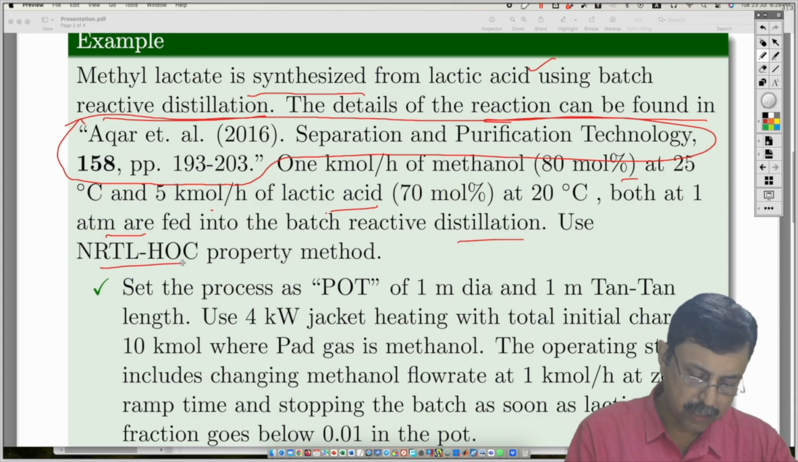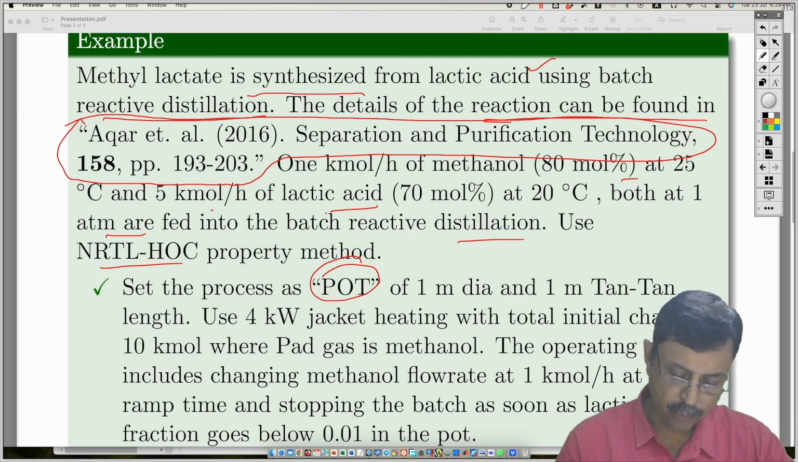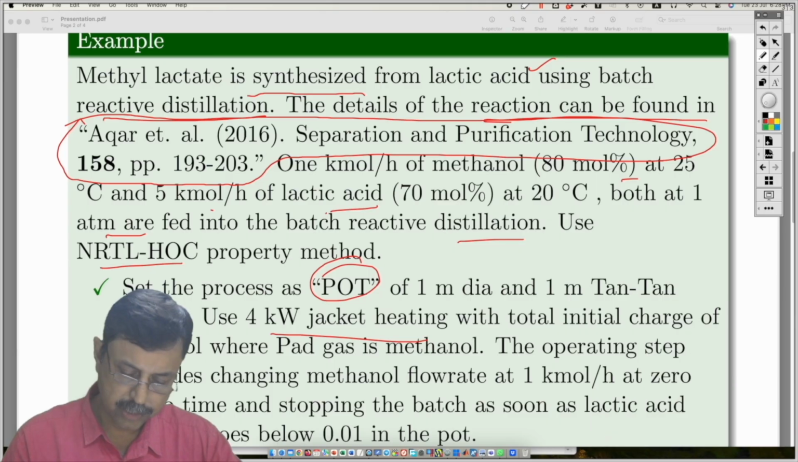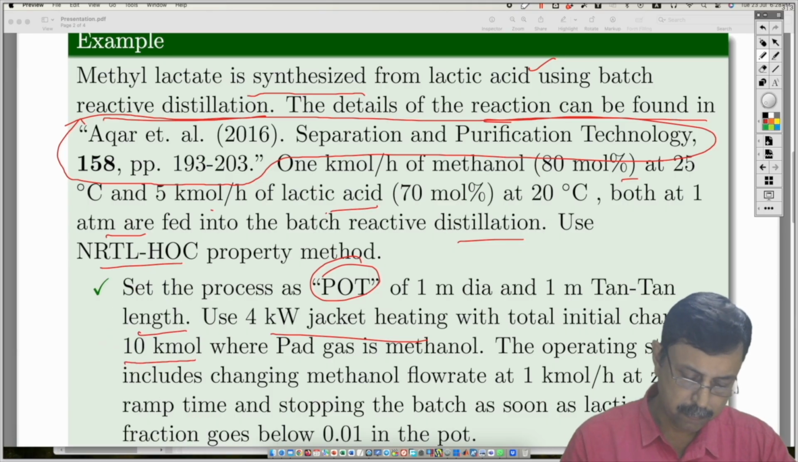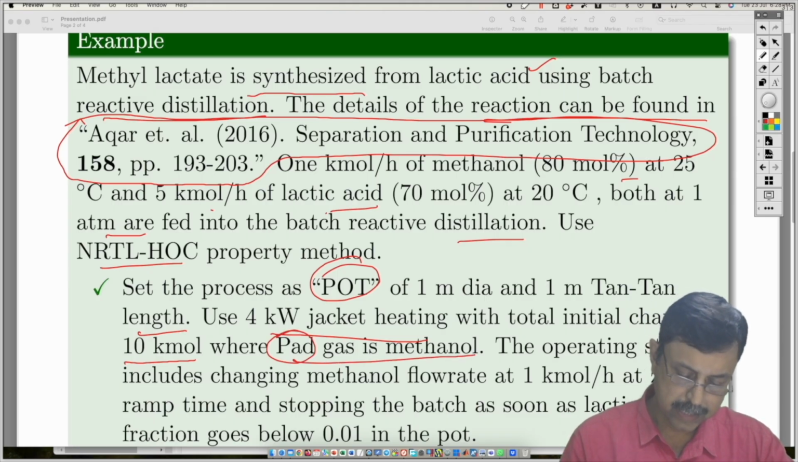Use the NRTL-HOC property method, and set the process as pot. So it is not a batch distillation column, rather it is the pot distillation column of 1 meter diameter and 1 meter tan length. Use 4 kilowatt jacket heating with total initial charge of 10 kilomole, where the pad gas is methanol. Now we will see what pad gas is.